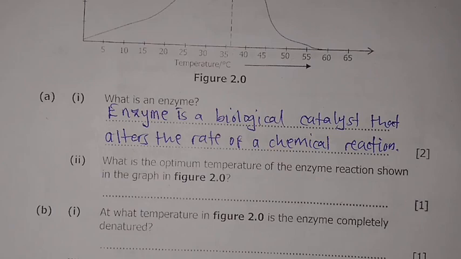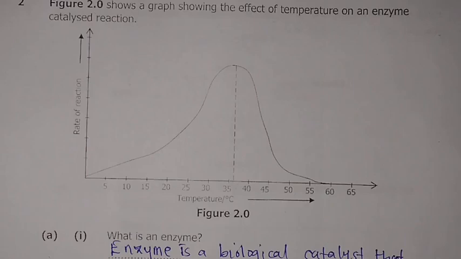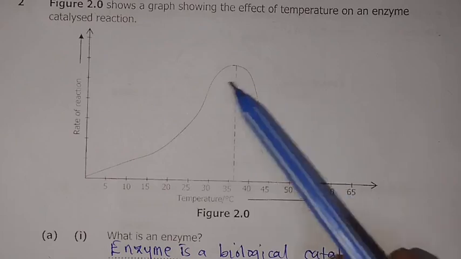So let us now come to Roman numeral 2. What is the optimum temperature of the enzyme reaction shown in the graph in figure 2.0? So optimum temperature is the temperature at which an enzyme works well. Okay, so let's take a look at the graph. So this is the graph. They want you to identify the optimum temperature of the enzyme reaction that is shown on this graph.